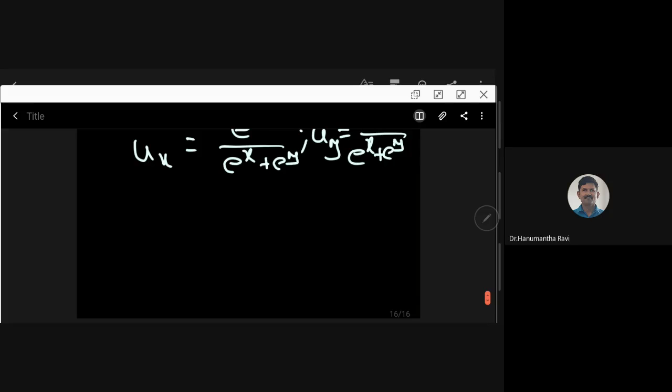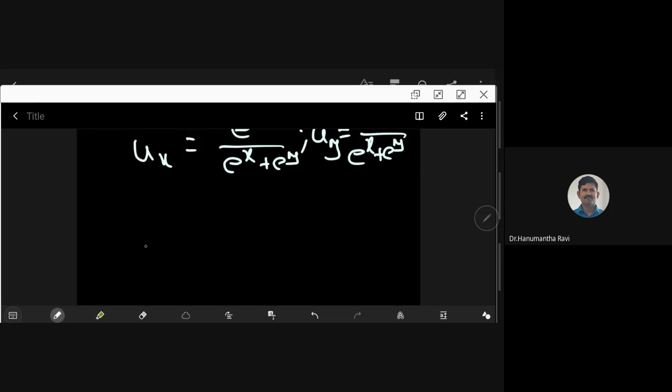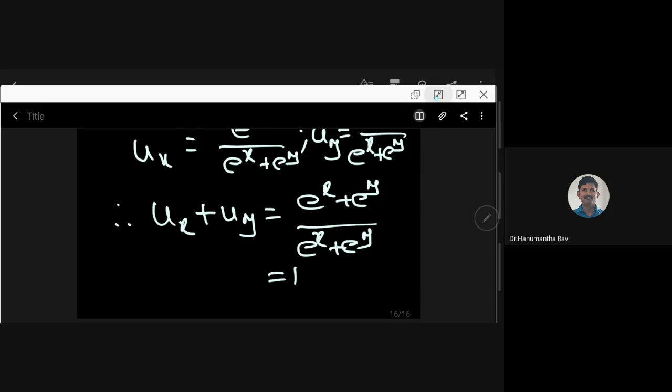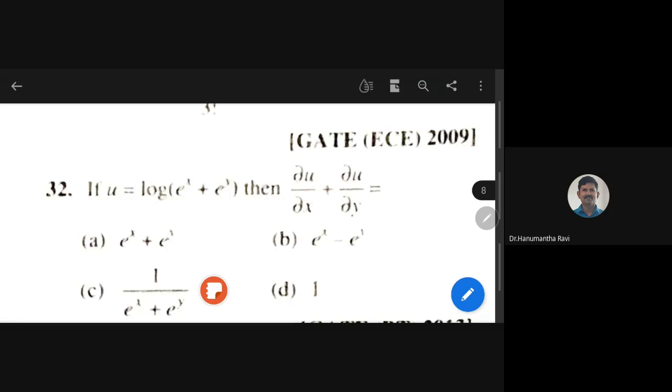So, ux plus uy now is nothing but e power x plus e power y by e power x plus e power y. It is 1. So, this is a problem involving the computation of partial order derivatives. One more we will see.